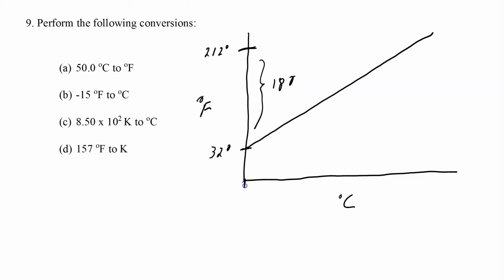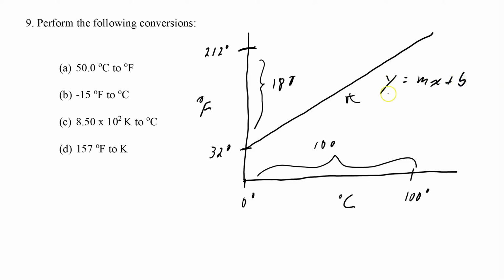On the Celsius scale, we have 0 degrees as the freezing point and 100 degrees as the boiling point, and here we have 100 divisions. So the point here is our equation for a straight line: y is equal to mx plus b.